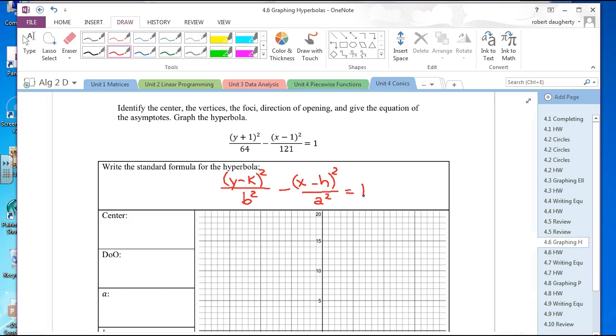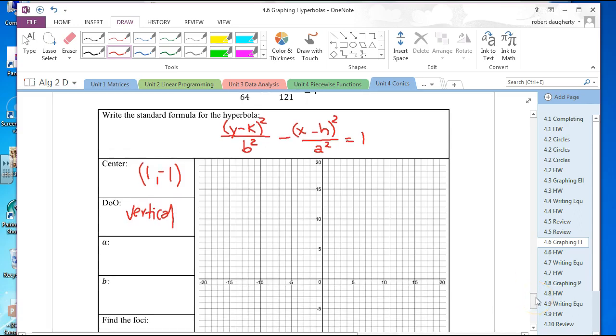Nope. The center is 1, negative 1. Okay? So, y'all don't listen to Andy on that one. So the center is 1, negative 1. Okay? Be careful with that. The direction of open, we already determined this one is vertical. What is A? What is B? 8. If I know the center and I know A and B, guys, you've got 90% of what you need. So don't mess up from here.